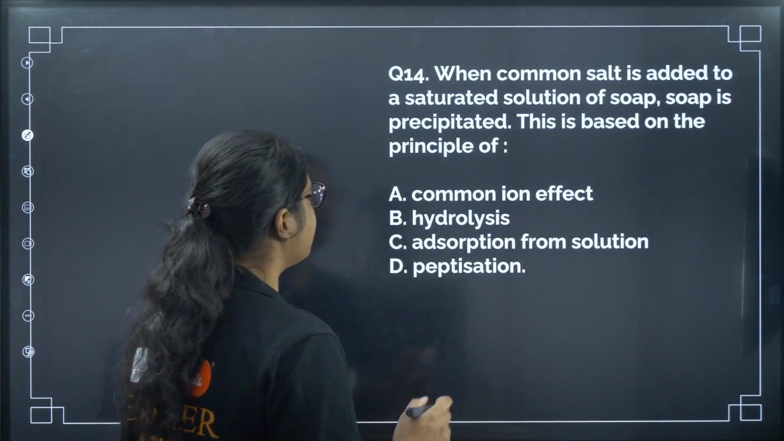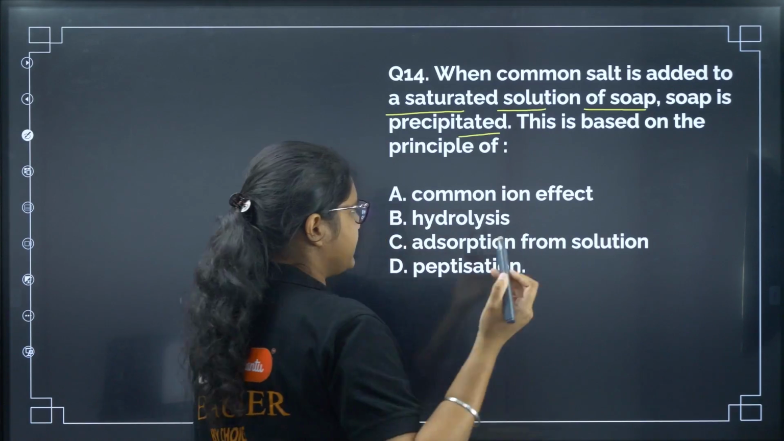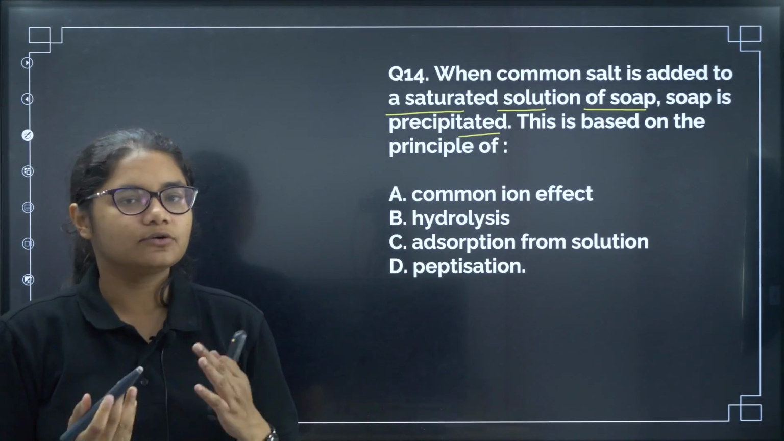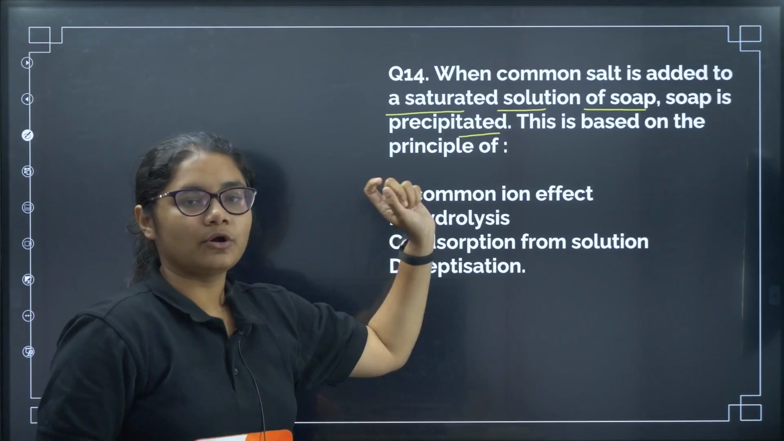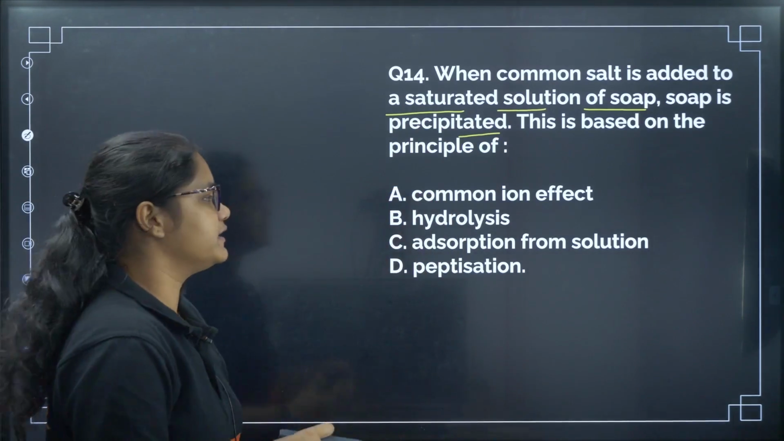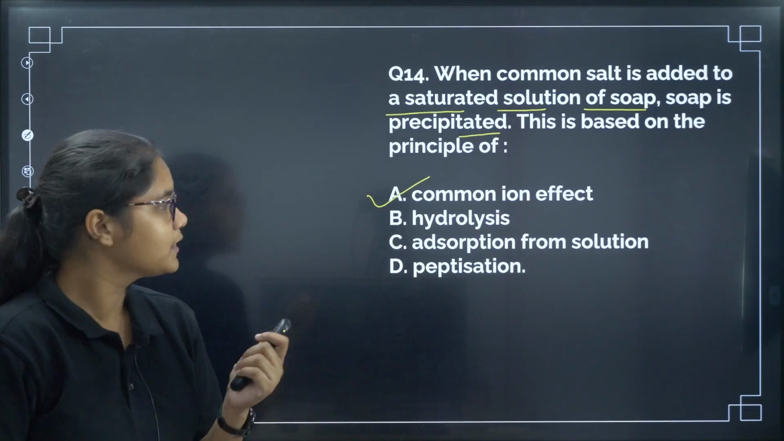Next question, when common salt is added to a saturated solution of soap, soap is precipitated. This is based on the principle of, so we all know soap contains the salt, so when you add this common salt to this, there is a common ion effect due to which the precipitation increases. So correct answer is option number A.